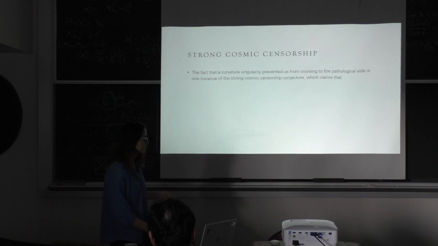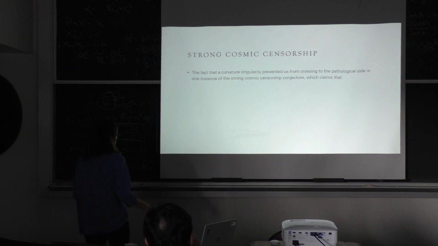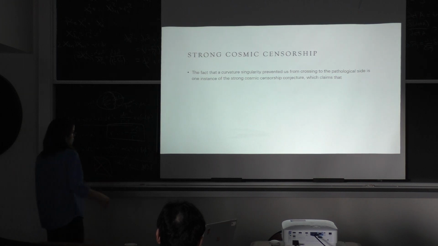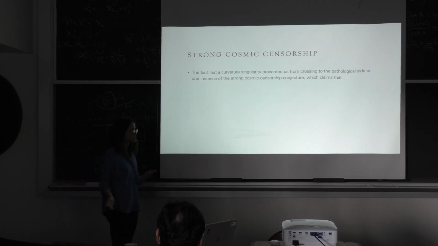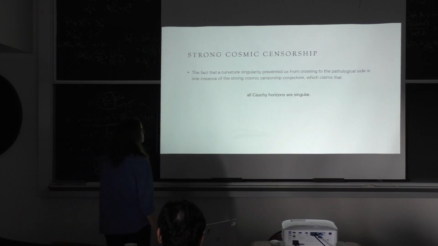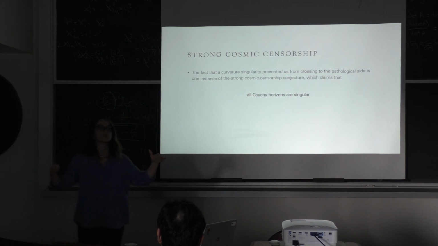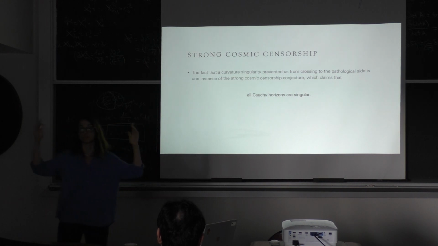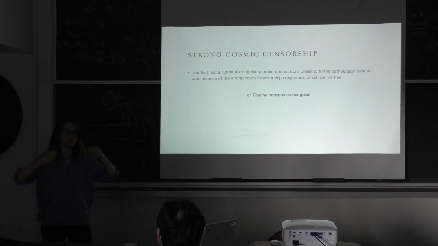So this fact that some curvature singularity prevented us from crossing some sort of pathological surface is part of a bigger story. It's just one instance of the strong cosmic censorship conjecture that I mentioned previously, which basically states that all Cauchy horizons are going to be singular. Cauchy horizons indicate regions of spacetime beyond which we can no longer use our equations of motion to predict what happens.